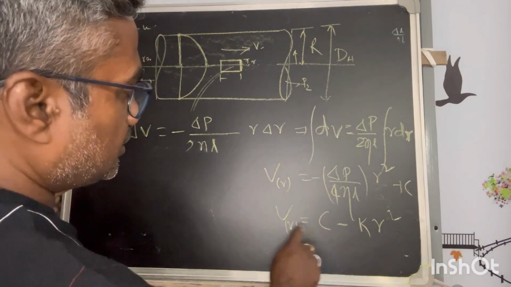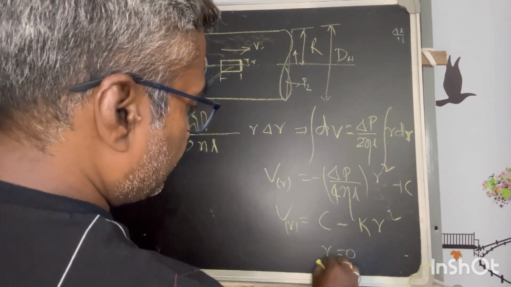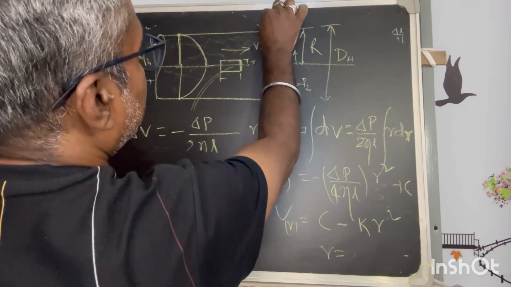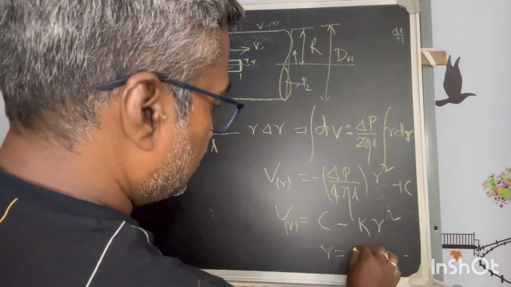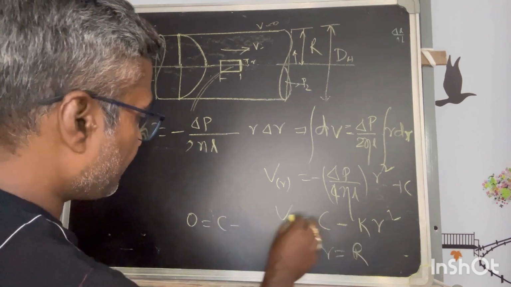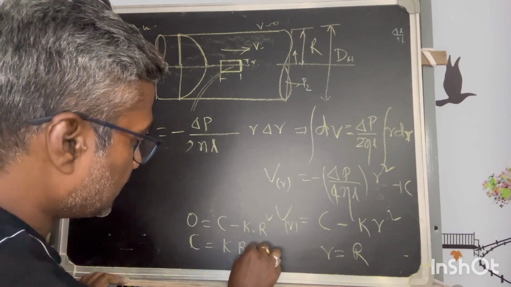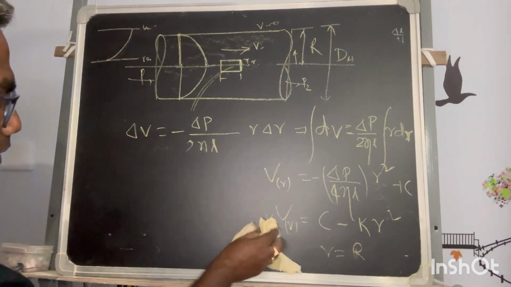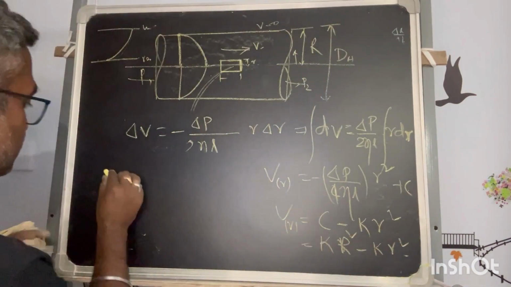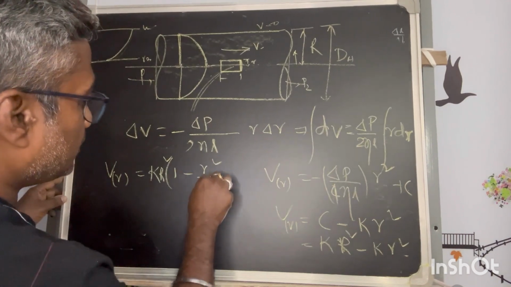Now if I want to calculate the C value, how will you get that? C is found when R is equal to capital R, where the velocity is 0. You can put this there: 0 is equal to C minus K into R square. K has some value, so the C value is K into R square. Now I put this value here. If I replace C, it is nothing but K into capital R square minus K into small r square. So v(r) is equal to K into capital R square times 1 minus r square by R square.